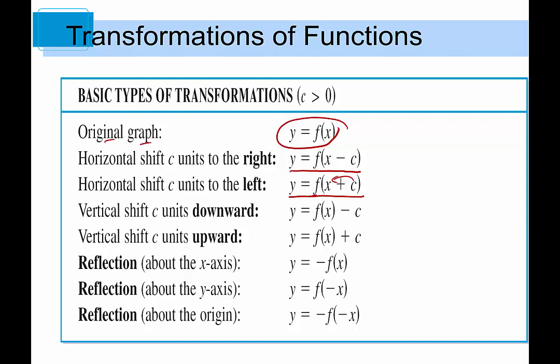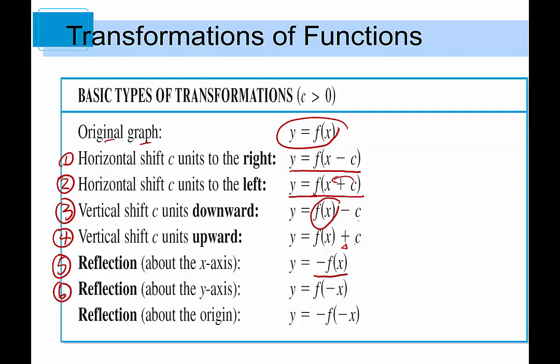The third type of transformation is a vertical shift c units downward. So you subtract c from the function f of x. And the fourth one is a vertical shift c units upward. So you add c to f of x. And the fifth one is a reflection about the x-axis. Then the function becomes y equals negative f of x.